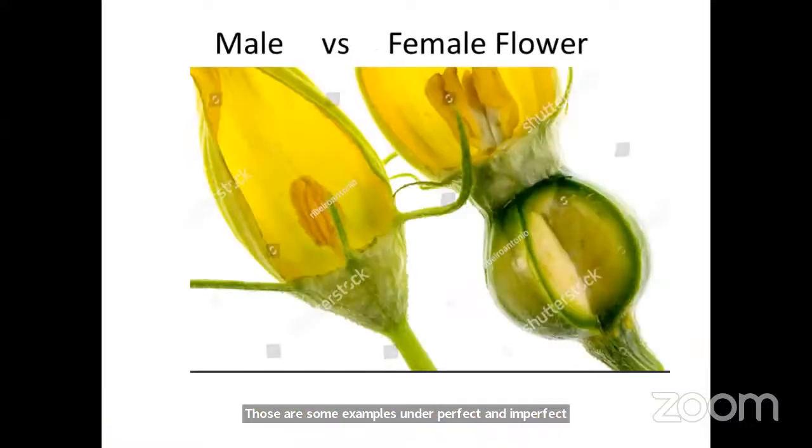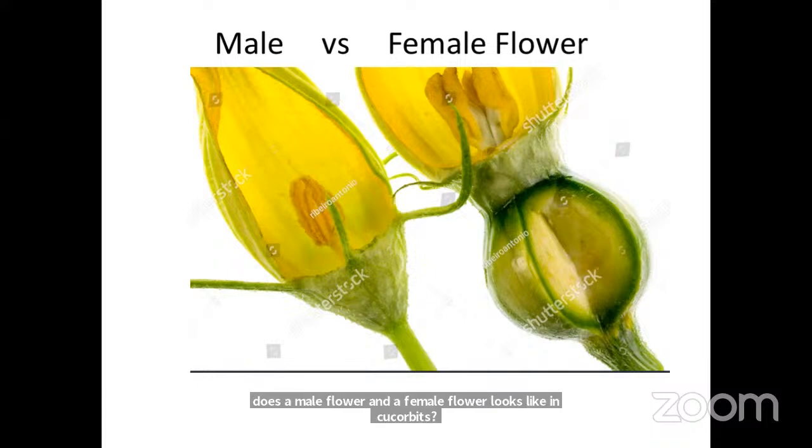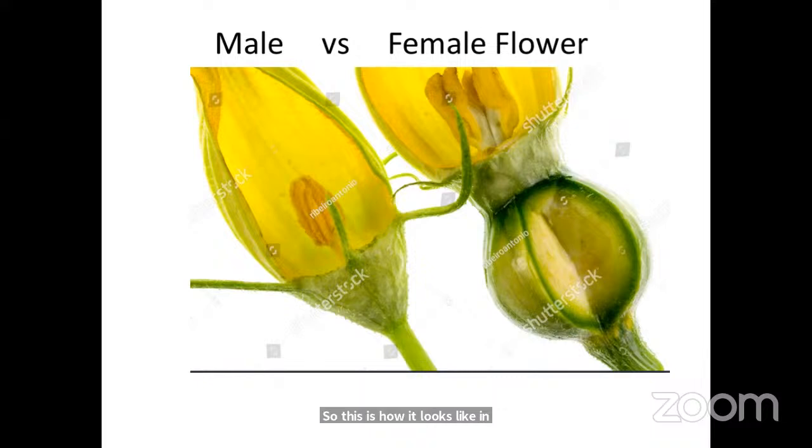Okay, you got here a male and female flower. I'm just trying to show you the structure, or how a male flower and a female flower look like in cucurbits. This is how it looks like in cucurbits, or in squash to be specific. So the left picture is the male flower. And the one on the right is a female flower. It contains the ovary and the ovules, basically.